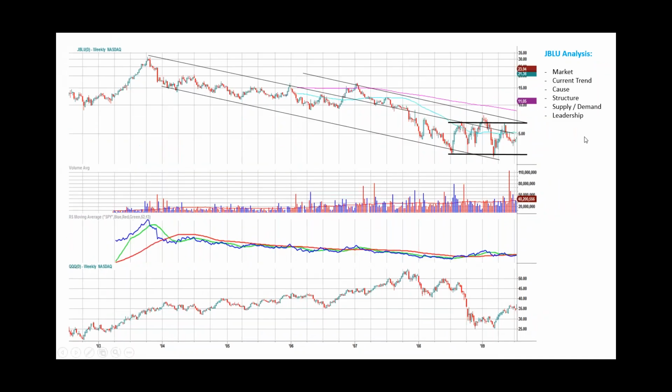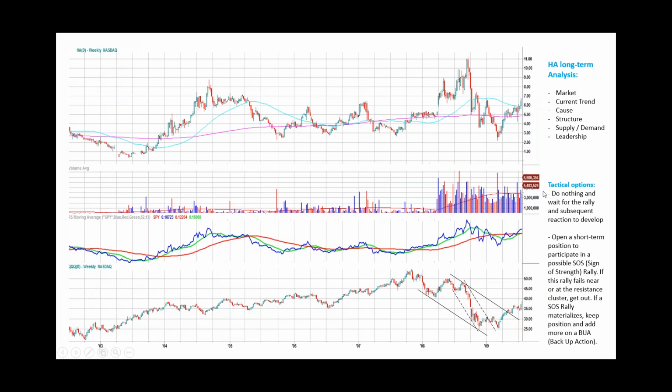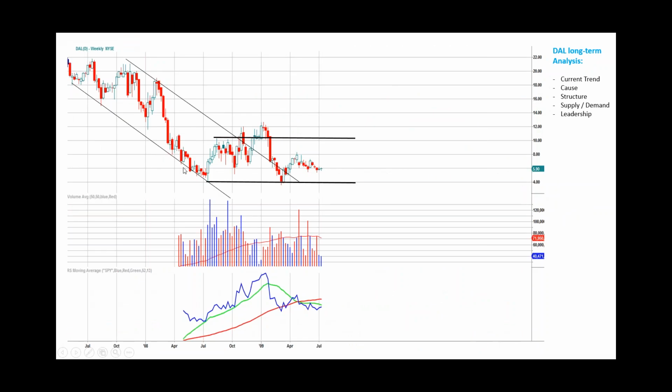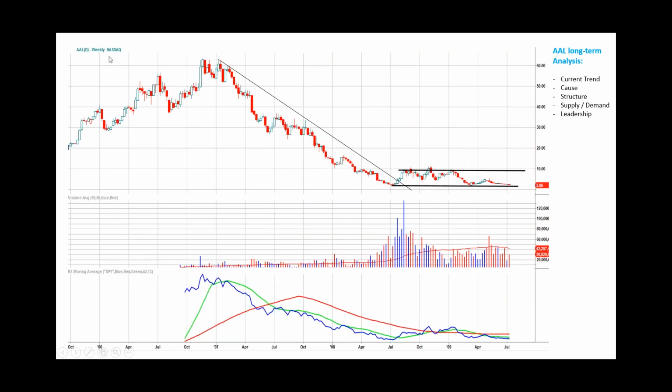In JetBlue, we said that we are still really early on in the consolidation. It doesn't have that big of a causality. We're still relatively in the downtrend, in the down channel. We're probably going to see some kind of break of a downtrend later on. We're still structurally in phase B, so therefore we don't want this stock. Delta is also early on in the structure, phase A, phase B. So again, not a good candidate. American is the same way. We're thinking that this is phase B rather than C.